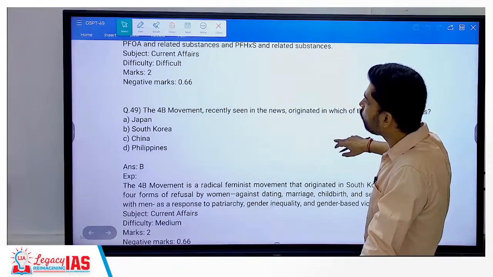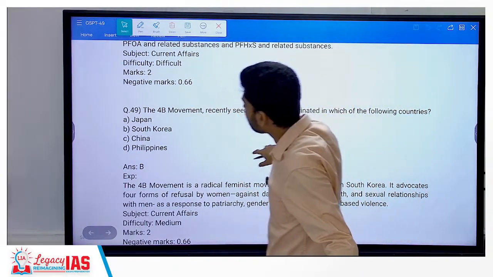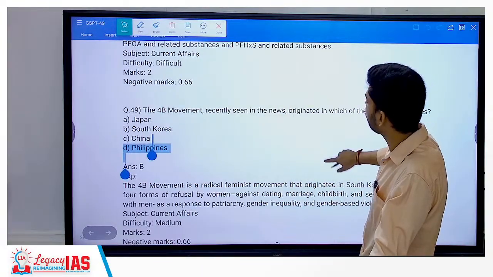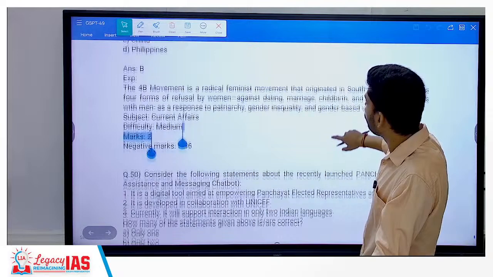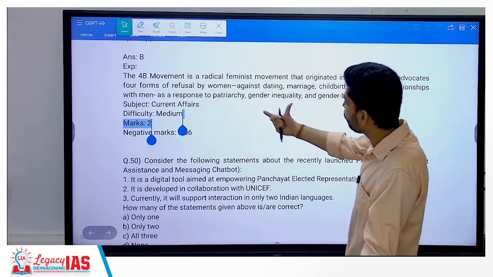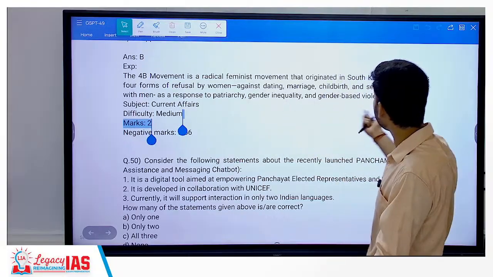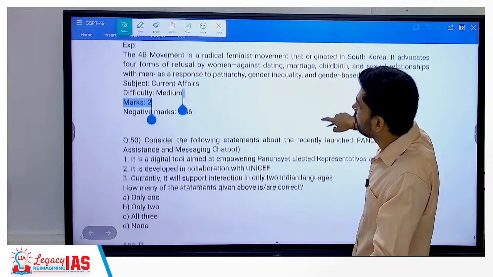Then, the 4B movement, which was in the news, originated in which of the following countries? South Korea. It is a radical feminist movement, we can say, where women are refusing to date, marry, have childbirth or sexual relationships, as a response to what? Patriarchy, gender inequality and gender-based violence. That is the 4B movement.